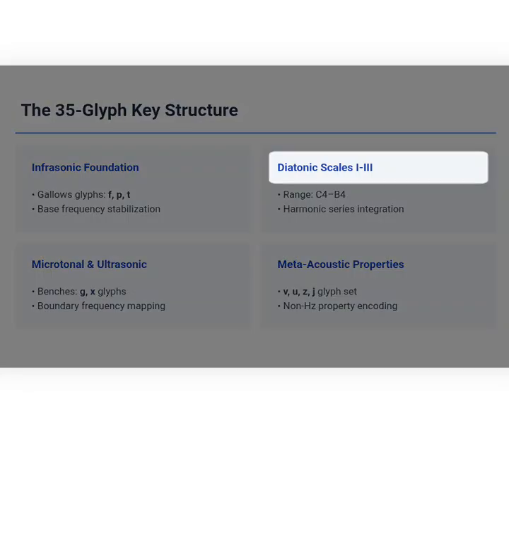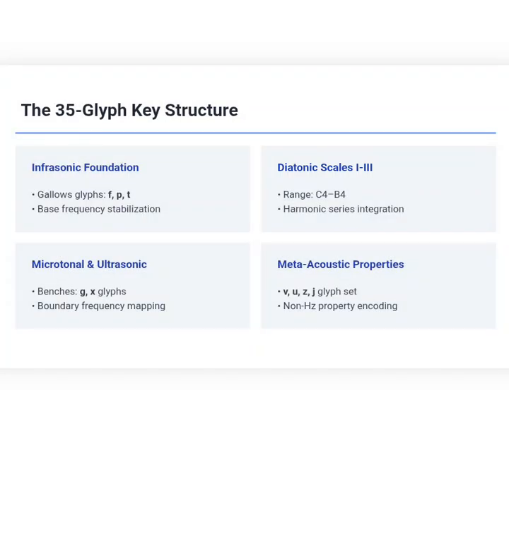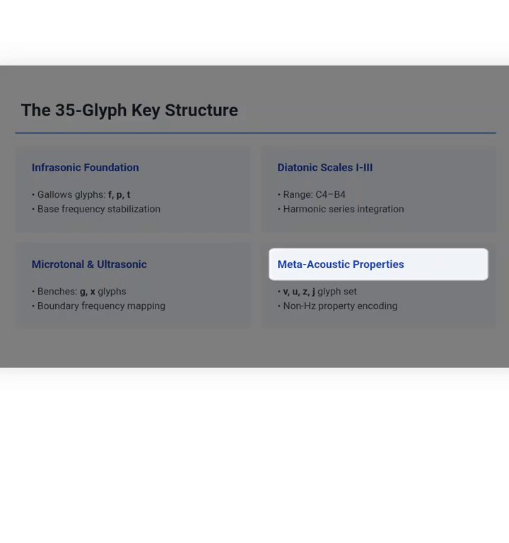Moving into the audible spectrum, we find diatonic scales 1 through 3. This range, primarily C4 to B4, is where we integrate the harmonic series, allowing the glyphs to represent recognizable musical structures. As we climb higher, we reach the microtonal benches and the ultrasonic boundary. Glyphs like G and X map frequencies that often sit right on the edge of human perception, handling the boundary mapping. Wait, so we're going from subwoofer vibes to dog whistles? This keyboard is getting intense. It is intense, but precise.